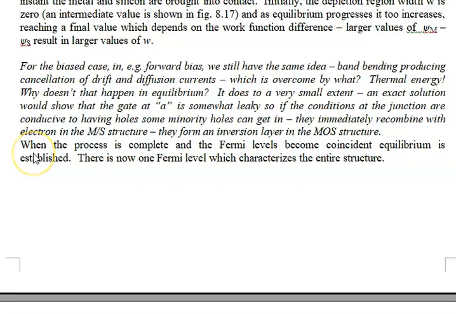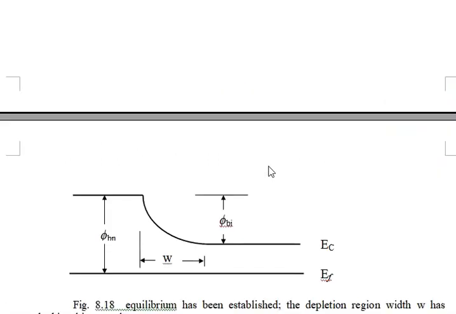But the bottom line is, when the process is complete, what do we mean by complete? The Fermi levels of the metal and the silicon become congruent, or coincident, whatever one wants to use. Equilibrium is established, and now there is one Fermi level for the entire structure, and it is straight, continuous, and horizontal. So that's the big deal.